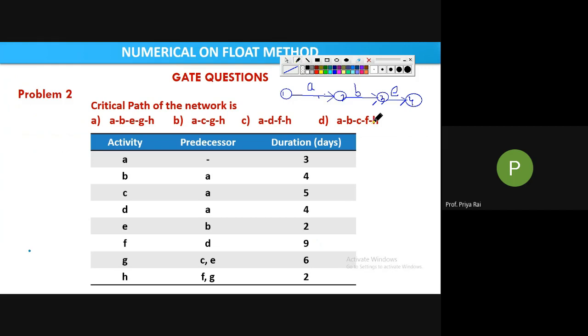So can you tell me which would be the correct option? First tell me what is the duration of this path. First identify whether it exists or not. Okay, in the network diagram, see whether it exists or not. For that you have to see this relationship, the predecessor relationship, with the activity.